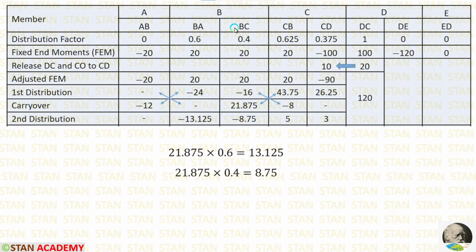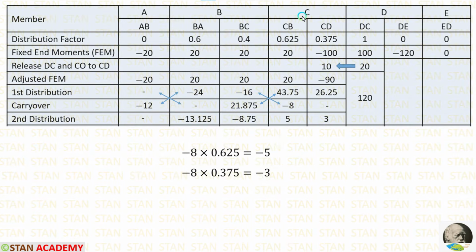Now let us do the distribution for BC. For that we have to multiply this value with the distribution factor at BC. When we do that, here also we are getting a positive value. So we are entering inside the table as negative. Now let us do the second distribution in the joint C.